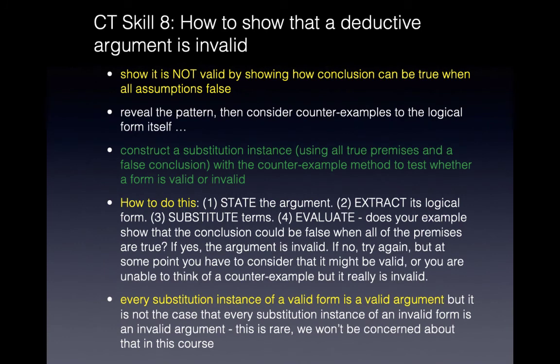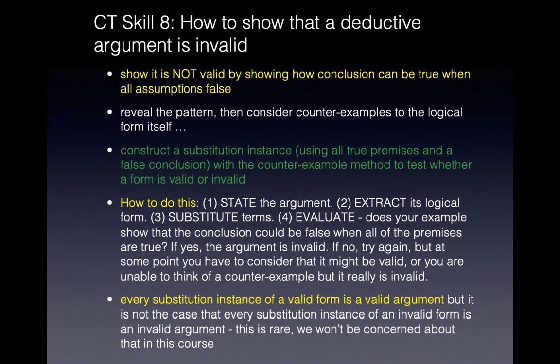So all of this in a nutshell is what I'm talking about when I say critical thinking skill 8 is how you show a deductive argument is invalid. At least this counterexample method shows this. You show it's not valid by showing how a conclusion can be false when all assumptions are true. Reveal that pattern. Then consider counterexamples to the form itself. You construct a substitution instance. Your substituted instance, your example, uses all true premises and a false conclusion. This is called the counterexample method.